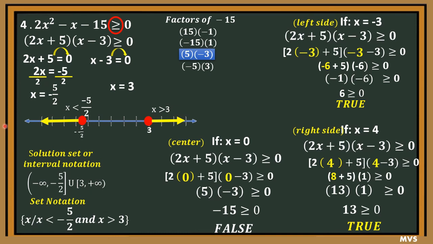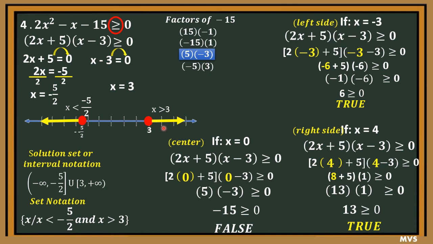Now, let's go to the solution set or interval notation. Since this is solid dot, therefore, we're going to use bracket. And since we have here arrow on both sides, therefore, this is negative infinity and this is positive infinity. So we will have now negative infinity to negative 5 over 2, union positive 3 to positive infinity.